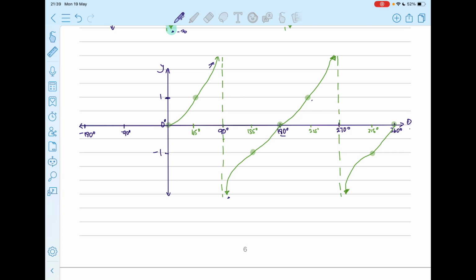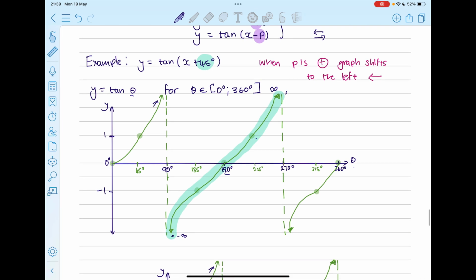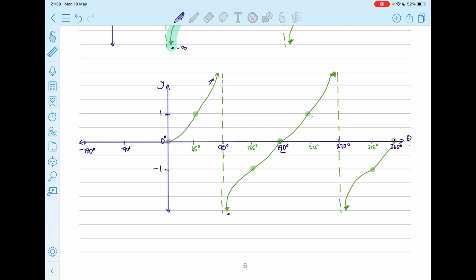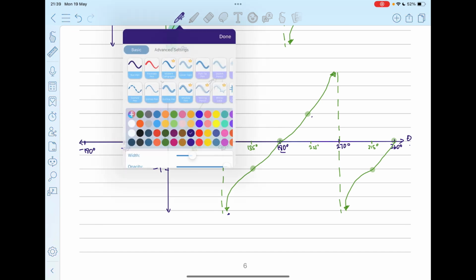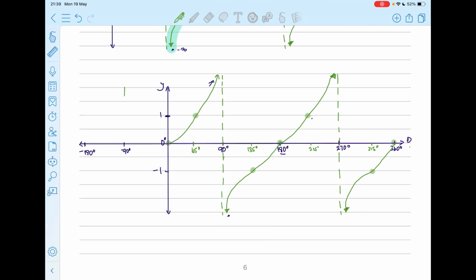Okay, so now let's incorporate our new graph into the same x and y axis. So p is positive 45, meaning the graph is shifting to the left. For every x value, we need to subtract 45. So let's start with the asymptotes. Let me add the asymptotes for the previous one before I start here. So this one continued like that.